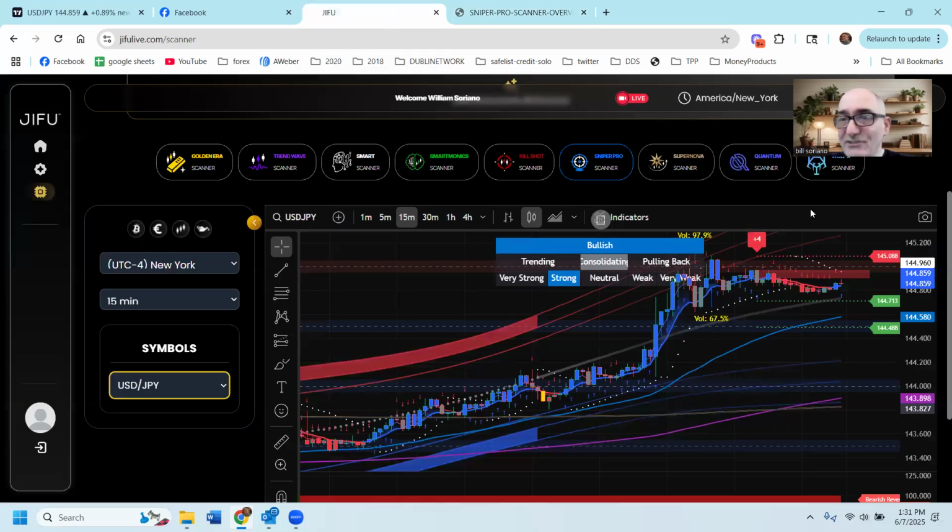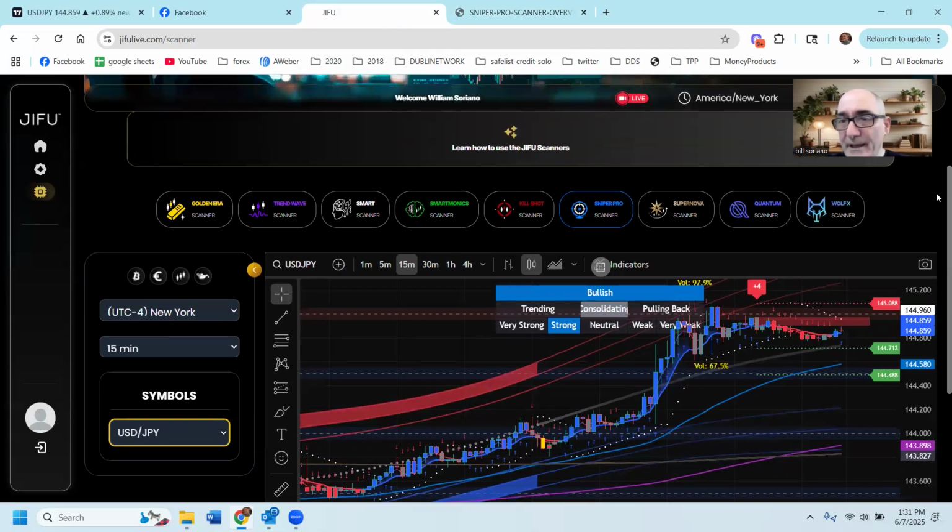And guys, they just added another scanner to the back office. Look at this. Now we have 9 scanners. Do you think they raised the price? No, they didn't. They keep adding value, but they don't change the price. We now have the Wolf X scanner. No idea what that is, guys.